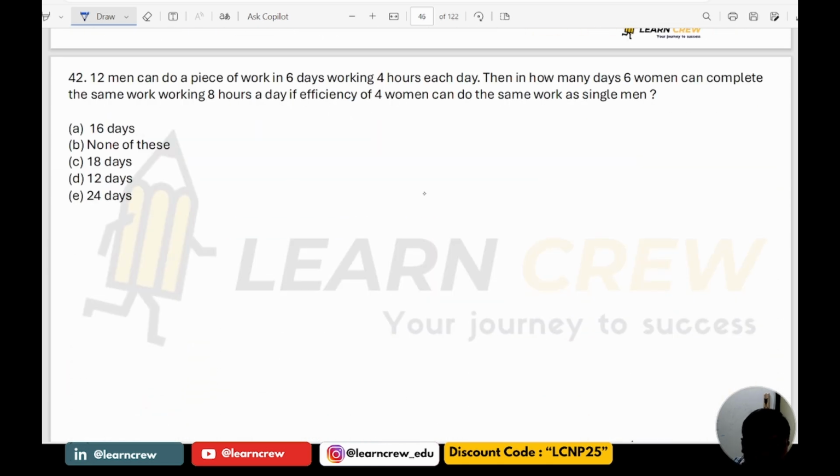12 men can do a piece of work in 6 days, working 4 hours a day. How many days will 6 women take to complete the same work, working 8 hours a day, if the efficiency of 4 women is the same as that of a single man?